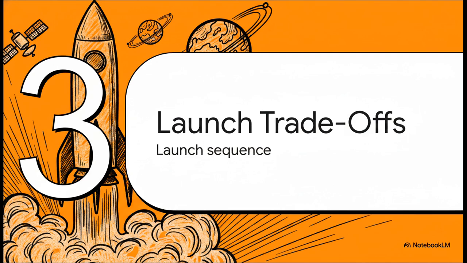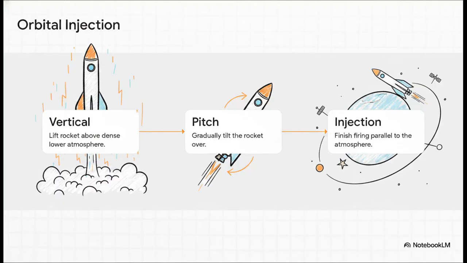Phase 3, launch and energy trade-offs. Executing the launch sequence. You know, getting a satellite into space is actually the easy part. You just point the rocket straight up. But as we learned from Newton's cannonball, staying in space requires an immense amount of sideways velocity. So here is your actual launch sequence.